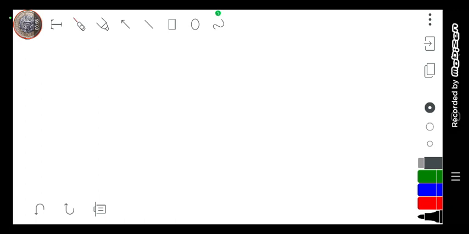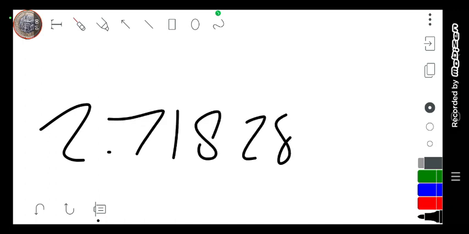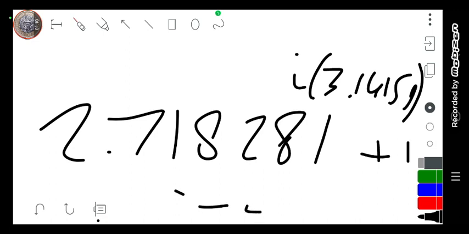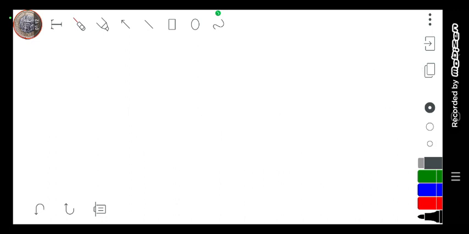But how does this work? How can 2.7182881, blah, blah, blah, raised to the power of i times 3.14159, etc., plus 1 equal 0? How does this even happen? Okay, well, it's actually simple.